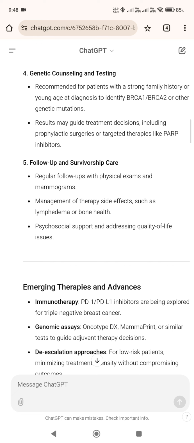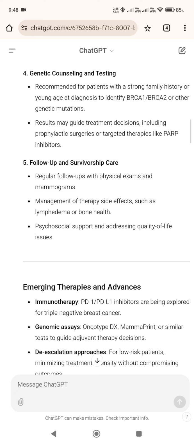5. Follow-up and survivorship care. Regular follow-ups with physical exams and mammograms. Management of therapy side effects, such as lymphedema or bone health. Psychosocial support and addressing quality of life issues.